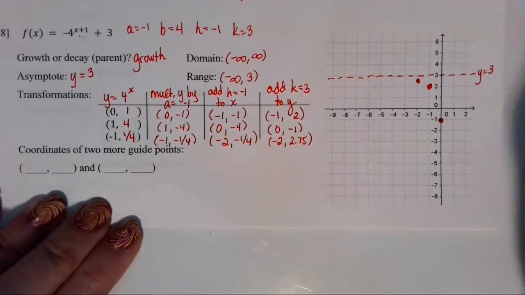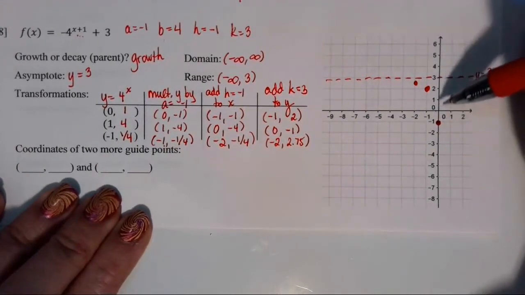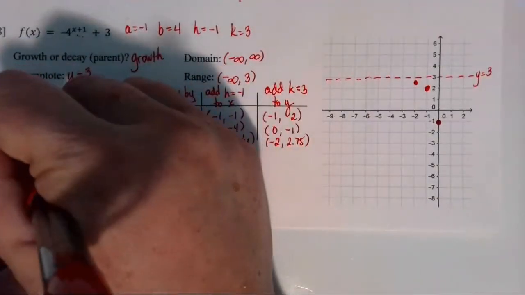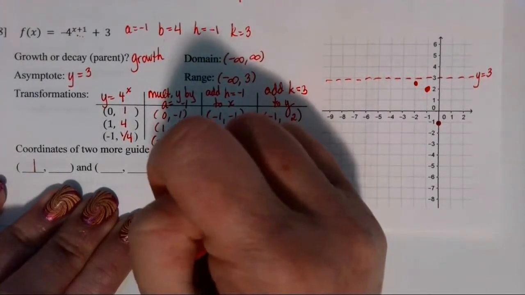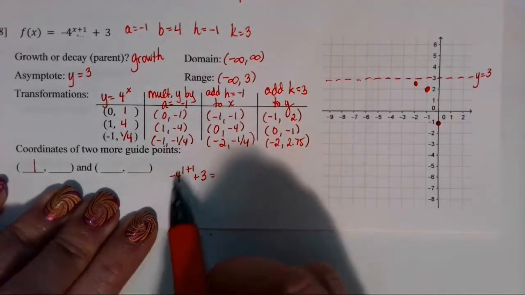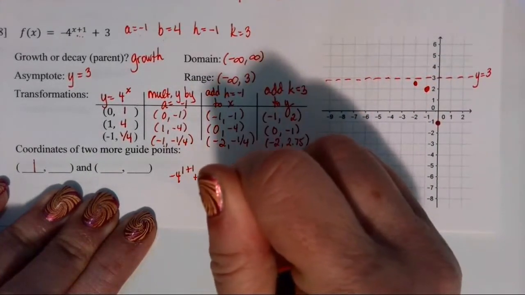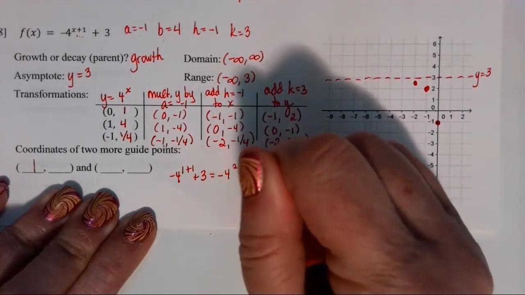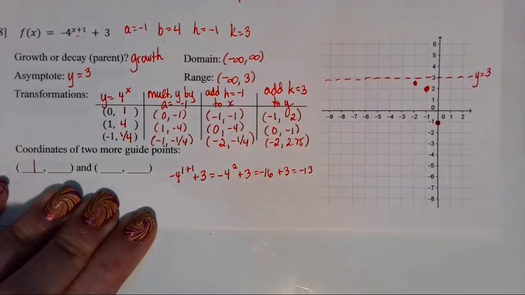And now we're going to need to pick 2 more guide points and get their coordinates. So we already know the y-intercept, so let's go ahead and go 1 over from there and find the y when x is 1. So -4 to the 1 plus 1 power plus the k of 3. So that's -4 squared, or no, not the quantity, just the 4 is squared. So -16, and then plus 3 is -13.